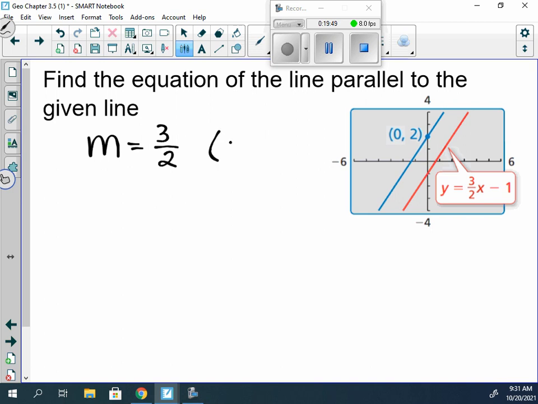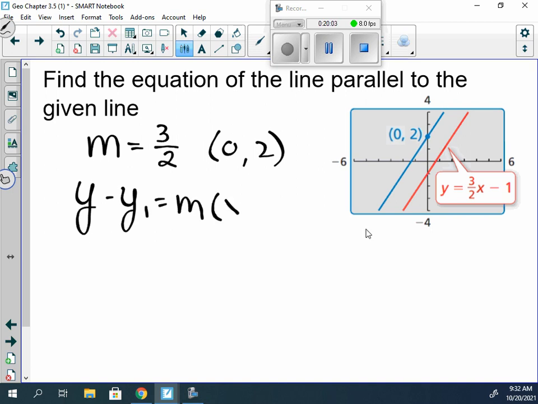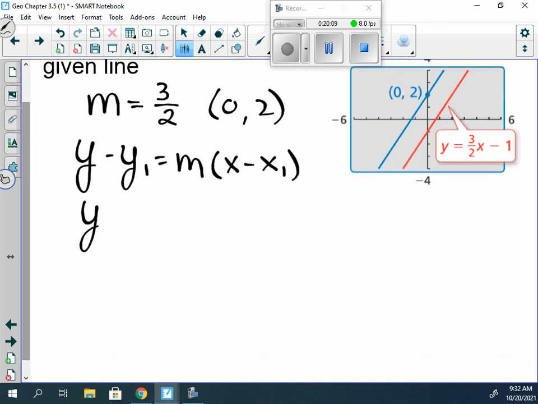And the point we're using is 0, 2. Do we need anything else? Well, no. Now we can use our equation y minus y1 is equal to m times x minus x1. The y value of the point is 2, our slope is 3/2, times x minus 0. We plugged the point in and the slope. Now we just need to get y by itself.